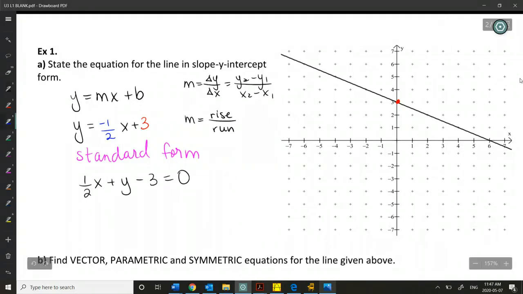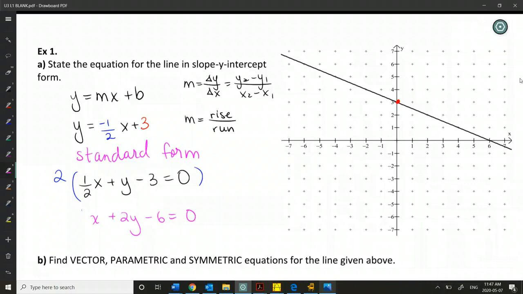Coefficient of x is positive, which is good, but we do want to come through and multiply every term by 2 to eliminate that denominator of 2 in front of the x here. So we're going to get 1x plus 2y minus 6 equals 0 for our standard form.